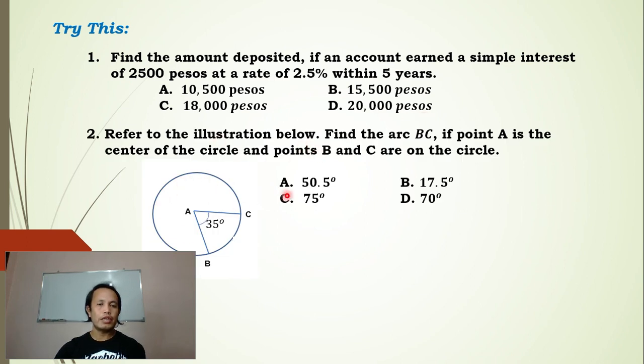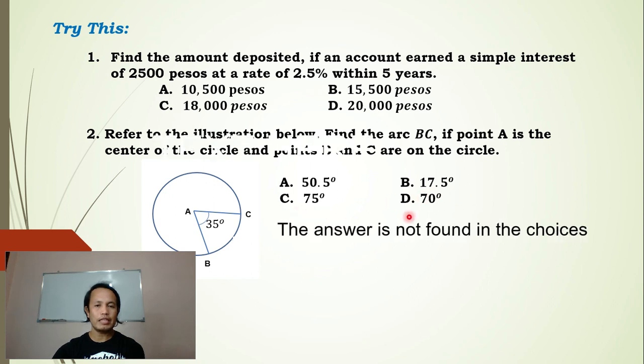Number 2, refer to the illustration below. So this is our illustration. Find the measure of arc BC. So this arc is missing. The measure of this arc is missing. If point A is the center of the circle and points B and C are on the circle. So in this example, the measure of our central angle BAC is 35 degrees. So A, 50.5 degrees. B, 17.5 degrees. C, 75 degrees. D, 70 degrees.